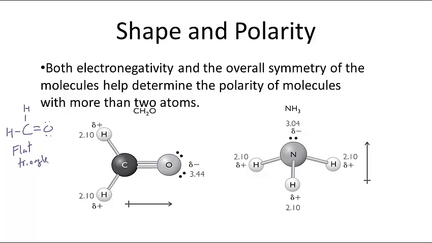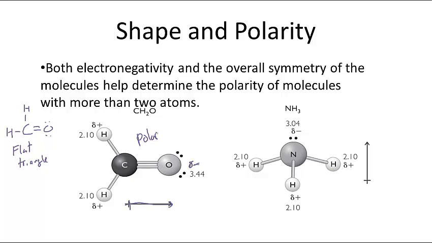If we look at our electronegativity values, O is much stronger than C, which is even stronger than H. So the electrons are getting pulled toward the oxygen, leaving it partially negative on this side. The H's are partially positive. We can draw an arrow from plus to minus. This molecule is polar.